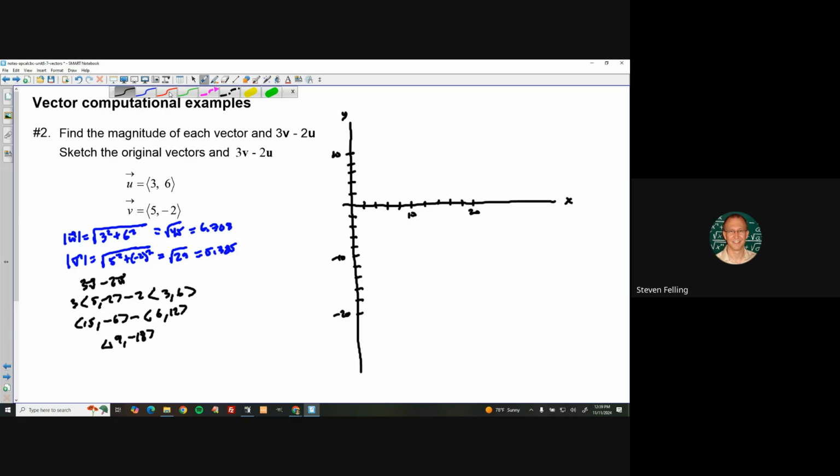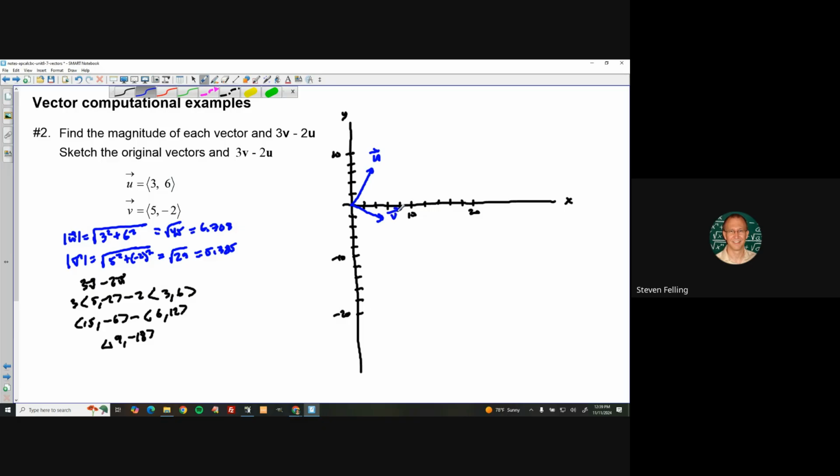Let's go ahead and put these vectors on. So the vector u, that is 3, 6. So if I just put u on there, it means I'm going to go over 3 and up 6. 2, 4, 6. So something like this. This is the vector u right here. The vector v, if I do that starting at the origin, although we could start anywhere, is 5. So 2, 4, 5, negative 2 would be here. So this is vector v.